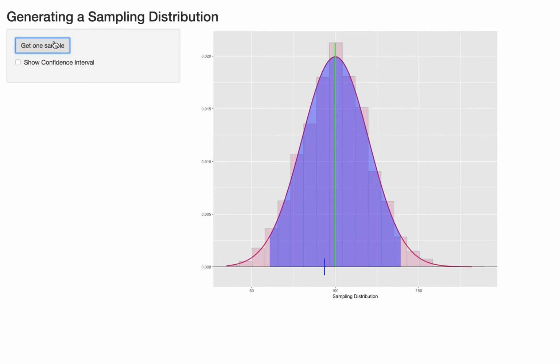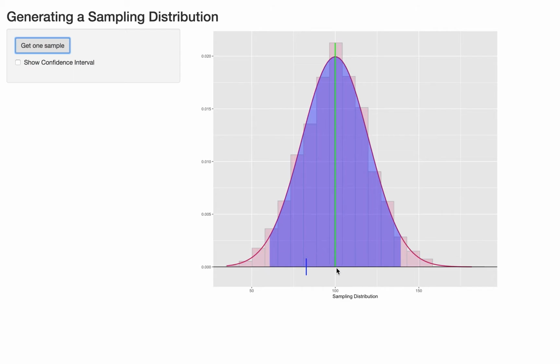And what we can see as I click this Get One Sample button is it'll take a random sample from the population, compute the mean, and it'll plot where that mean falls on the x-axis, right? And what you'll notice is as I keep clicking this, for the most part, the sample means that I'm getting fall in that blue region. And this should be expected, right? This is the 95% middle of that sampling distribution. So 95% of the time, the random sample I collect will fall in the blue region.